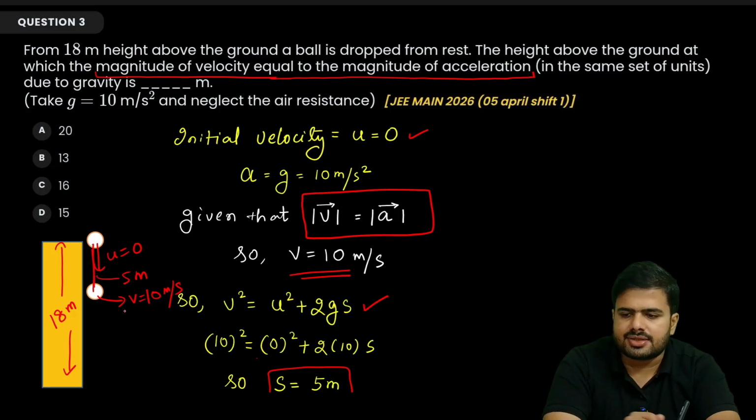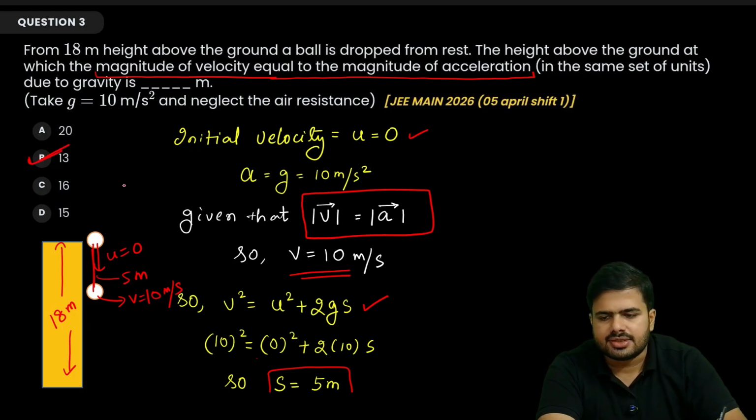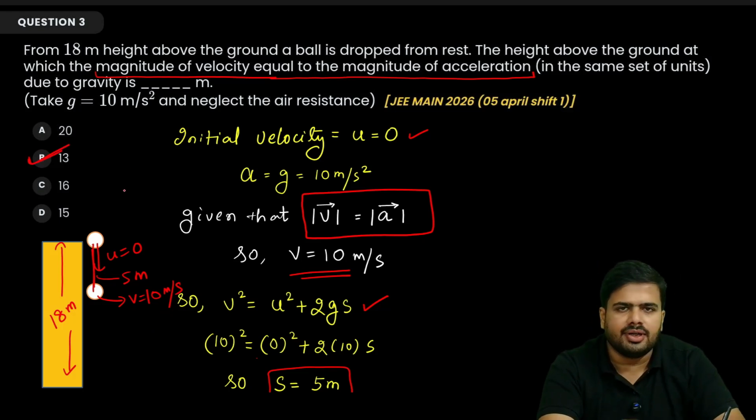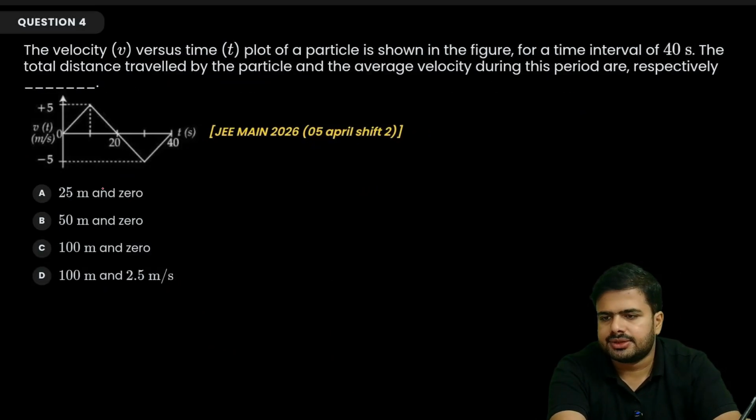Now in the question they are asking the height from the ground. Total height is 18, so remaining height will be how much? 13. So 13 will be the answer because 18 minus 5 already traveled from the ground, it will be 13. Okay, now let's move on to the next question here.